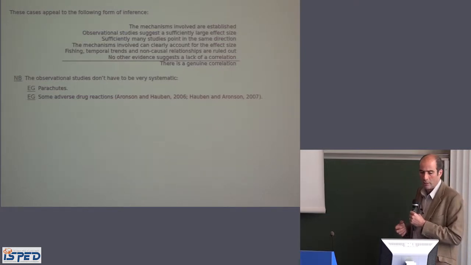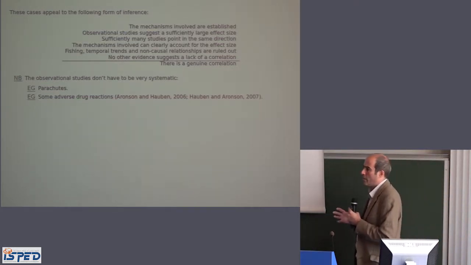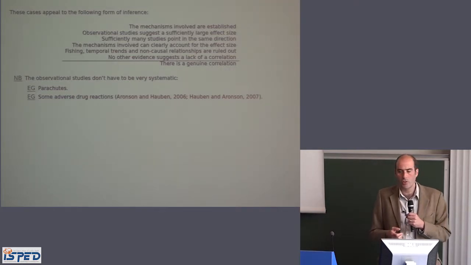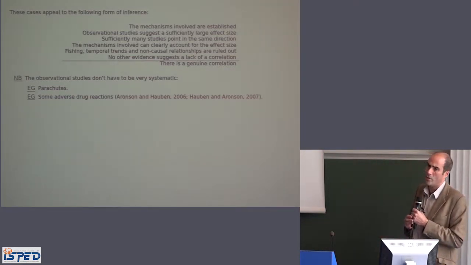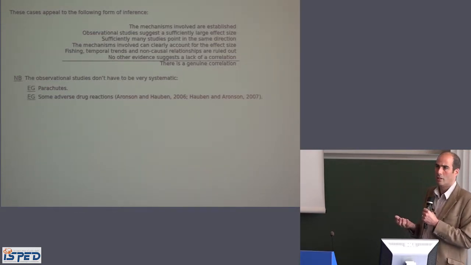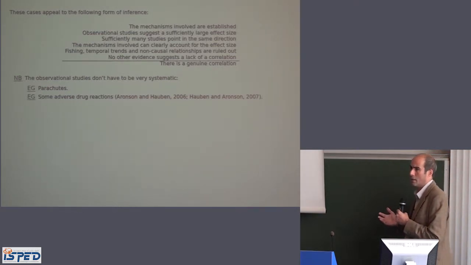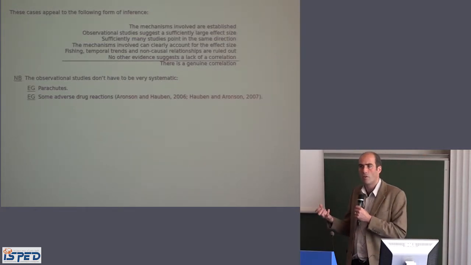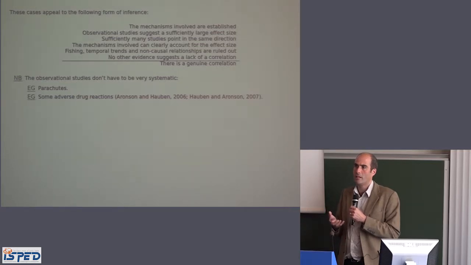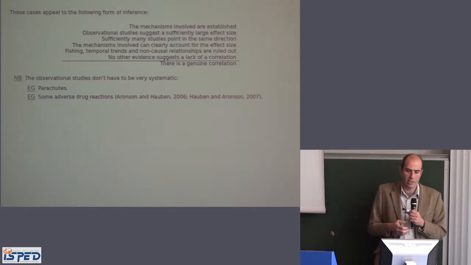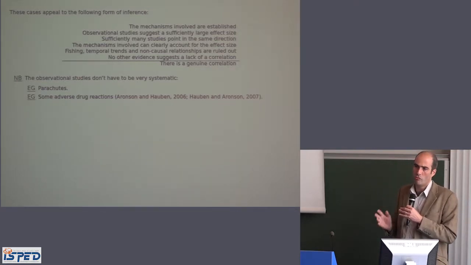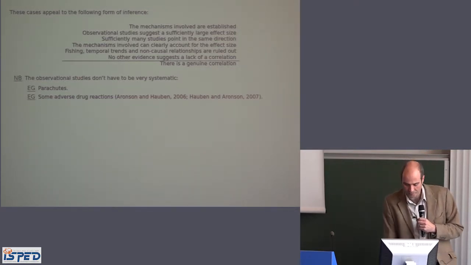causation. The observational studies don't even have to be very systematic, for example, the parachutes case, but also in the case of adverse drug reactions. Often observation there is entirely unsystematic, but in certain cases where you've got very good evidence of mechanisms, this can be enough to establish an adverse drug reaction and withdraw a drug from market, for example.